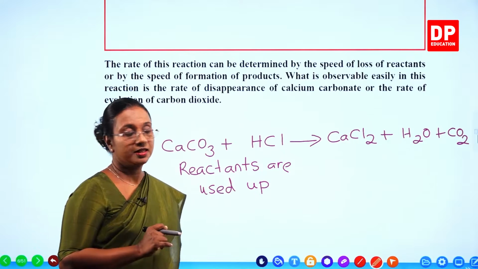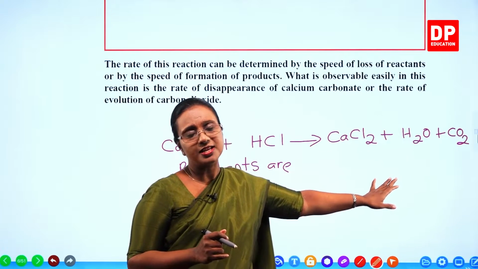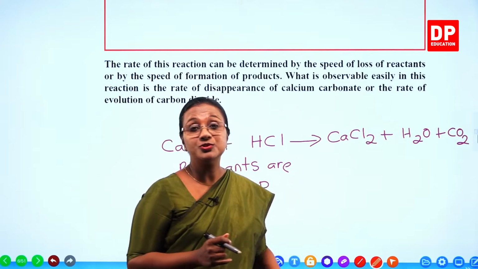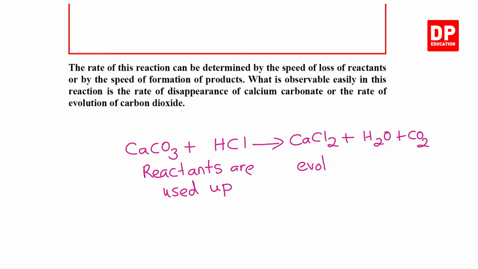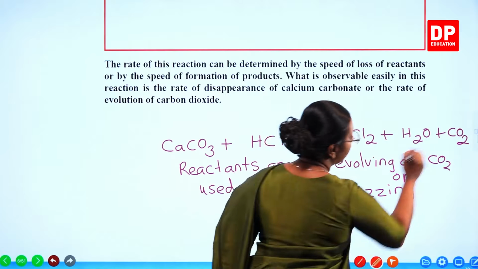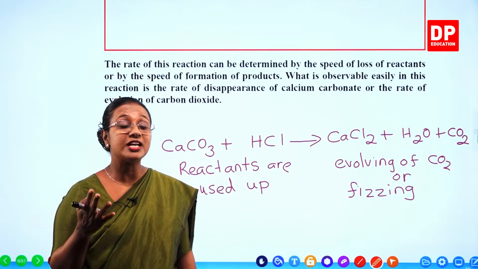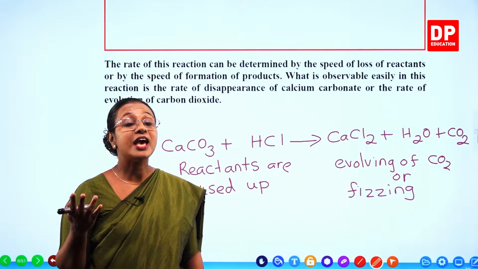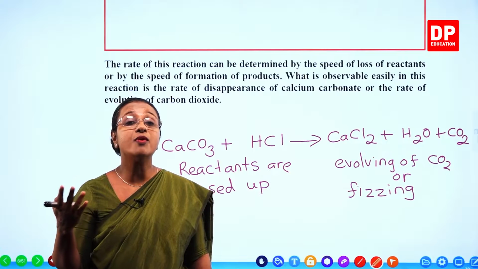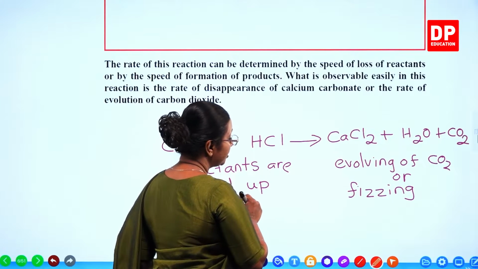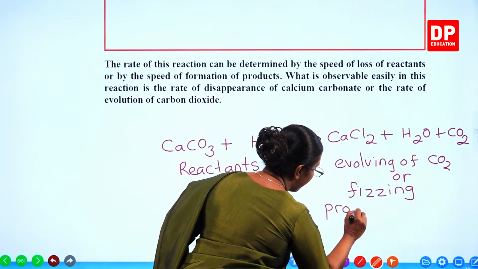Then what happens? You get a colorless solution, calcium chloride solution, but you see the fizzing or evolving of carbon dioxide, evolving of CO2, or what we call fizzing. So, fizzing of carbon dioxide means carbon dioxide is a product. So, there what is happening? The products are being produced or formed. So, here reactants are used up, products are formed.